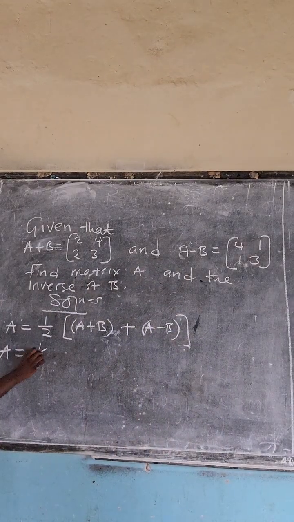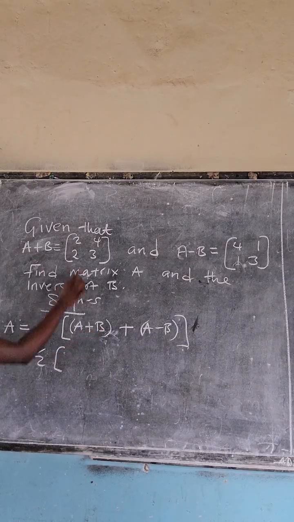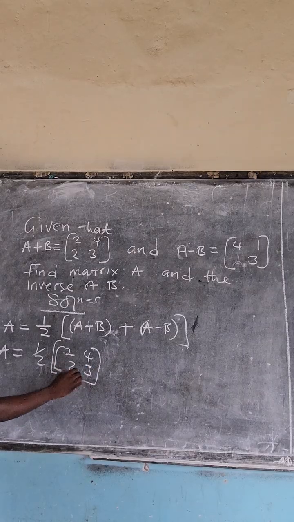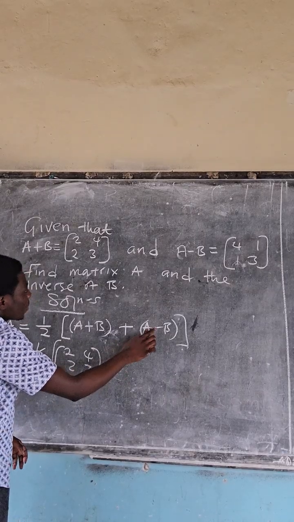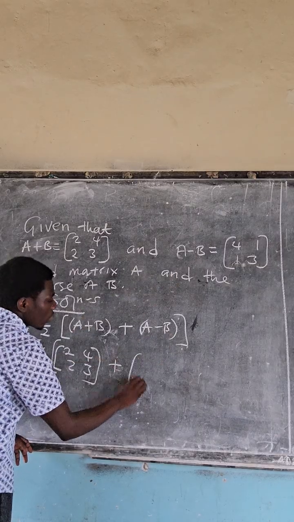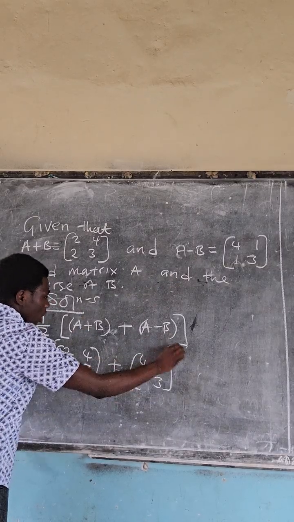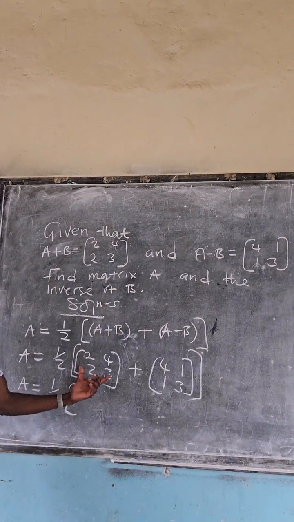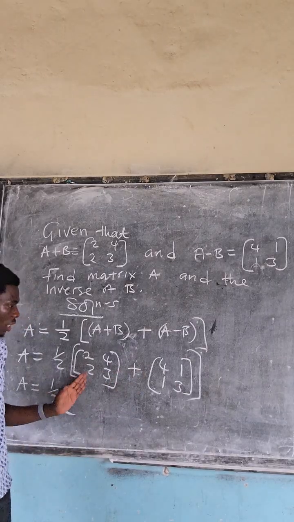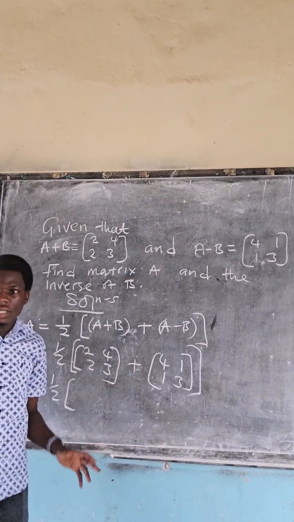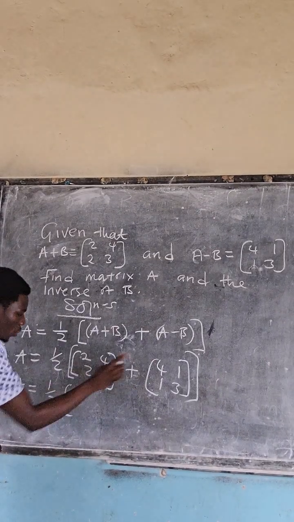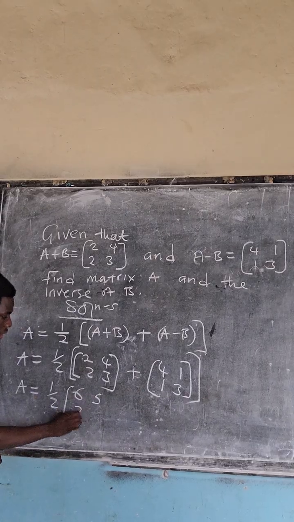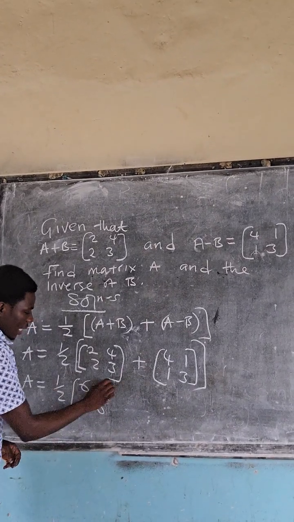So we're saying that A is equal to half open. What is A plus B? Our A plus B is given to be 2, 4, 2, 3. And then plus, A minus B is 4, 1, 1, 3. So our A is equal to 1 over 2. Here we are just adding matrices, and when adding matrices, we add the corresponding components. So we have 2 plus 4, which is 6, 4 plus 1, which is 5, 2 plus 1, which is 3, and 3 plus 3, which is 6.